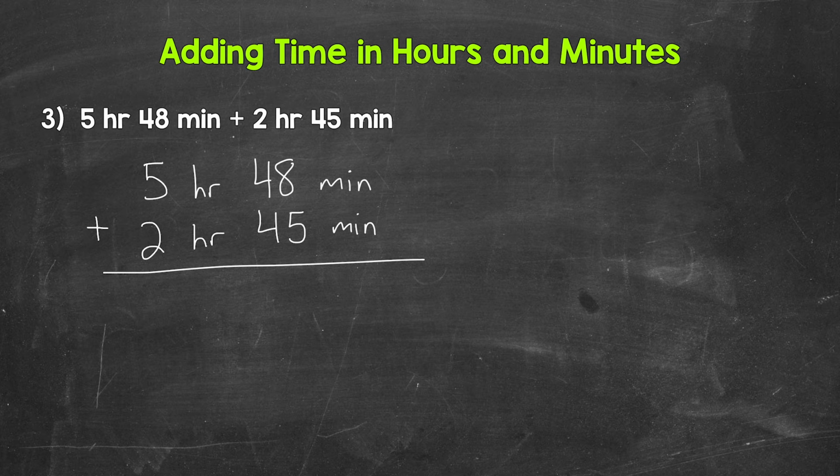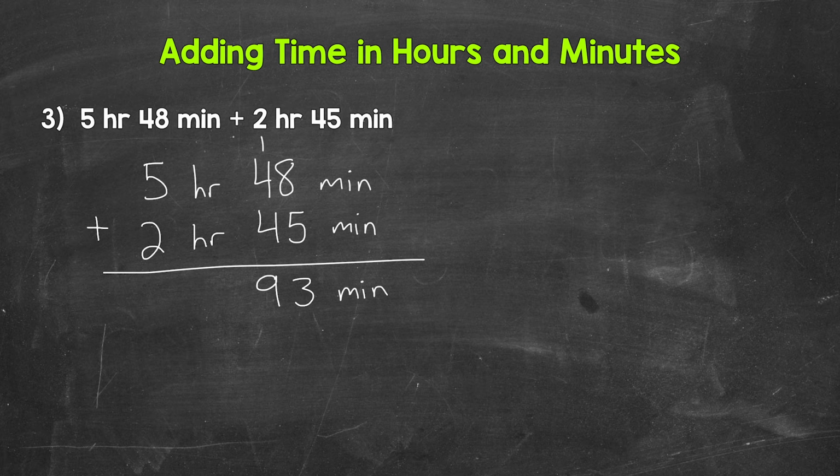Let's start by adding the minutes. So 48 minutes plus 45 minutes. And we need to start with 8 plus 5. That gives us 13. So write our 3 and carry the 1. Now we have 1 plus 4 plus 4. 1 plus 4 is 5, plus 4 is 9. So we get 93 minutes.